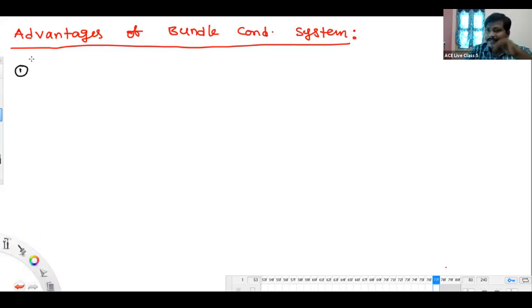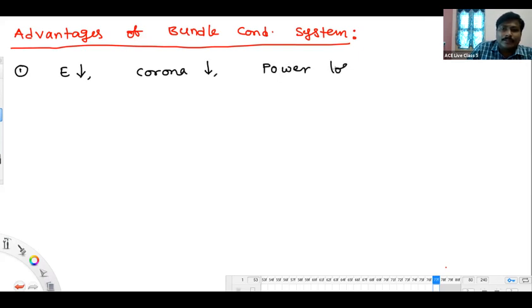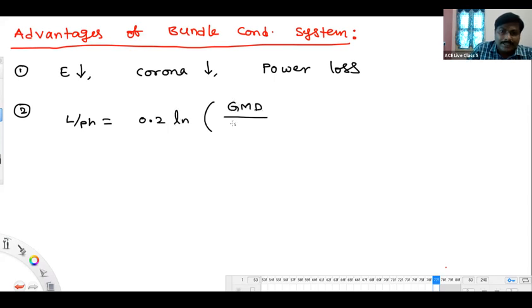Already we said electric field intensity is reducing, corona is reducing, so power loss reduces. That's one. Second one, inductance. L per phase formula is 0.2 ln of GMD by GMR in millihenry per kilometer. This formula is valid for single conductor system, bundle conductor system, or any system.